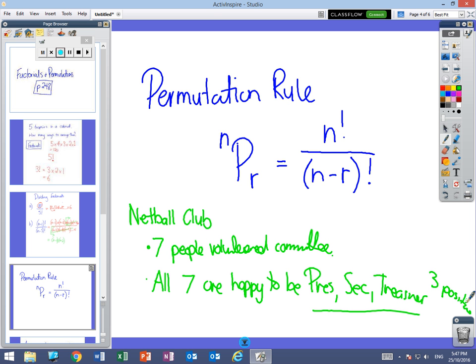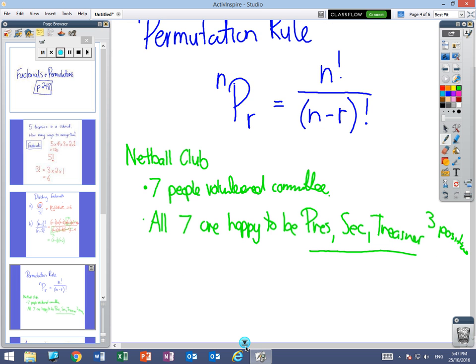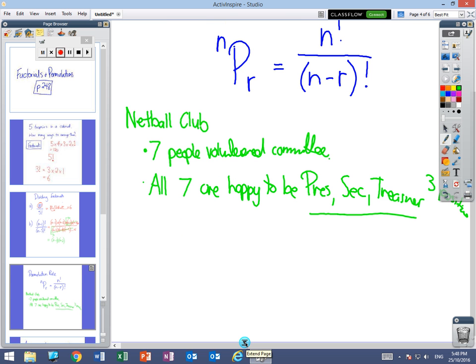This is not too different to the work we did before. We've got 7 things to choose from. How many different ways could we arrange 3 people to do these jobs? Look back on the work that we did the other day on Monday. It's exactly the same. We've got 7 people, and how many different combinations could there be for president, secretary, and treasurer?